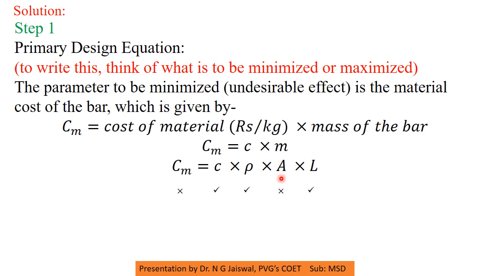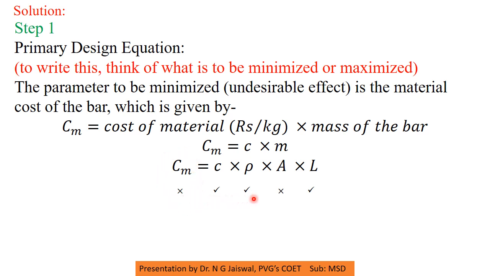Now, what is important to understand here? Cm is to be found out, that's why I made a cross here. C is known, that's why I made a tick. Rho, that is density, is known. Area of cross section is not known. L is known. Your purpose is to find out the material cost.